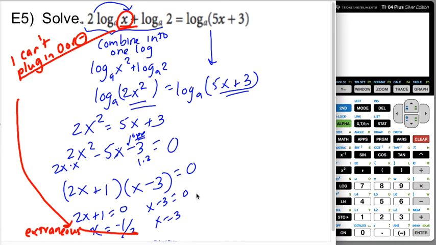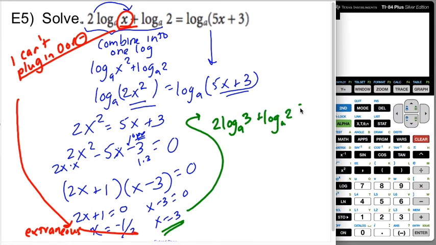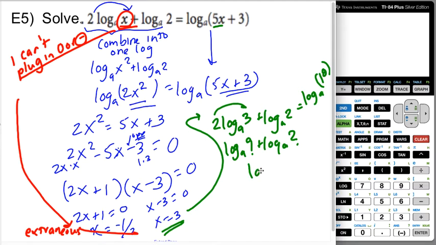Okay, so then we're just going to check the other one, we're going to check this guy. When I check, I get 2 log base a of 3 plus log base a of 2. And the question is, is that the same as the log base a of, when I plug in a 3, 15 plus 3, which is 18? So does that come out to be 18? Well, this is a log base a of 9 plus a log base a of 2. Sure enough, when I combine these two together in multiplication, they're also an 18. So yep, that's an 18, that's an 18. So my answer is just 3.